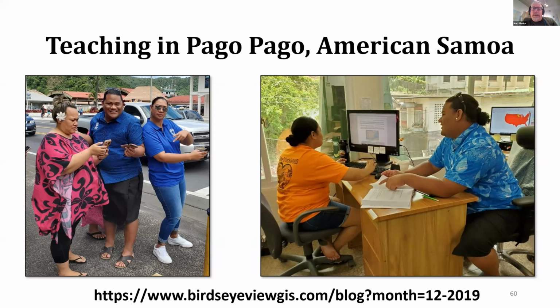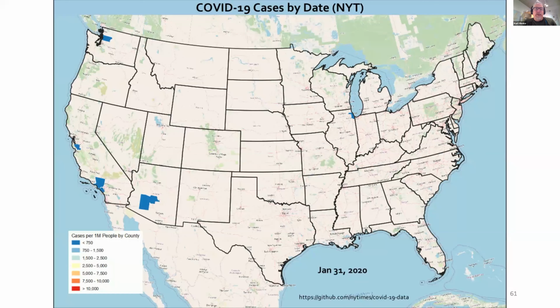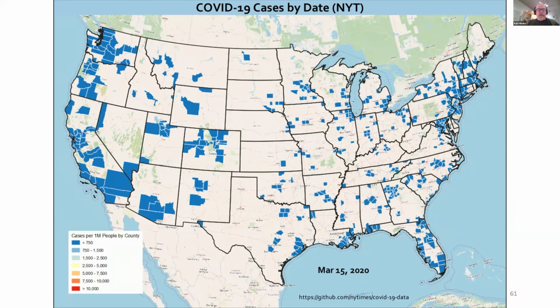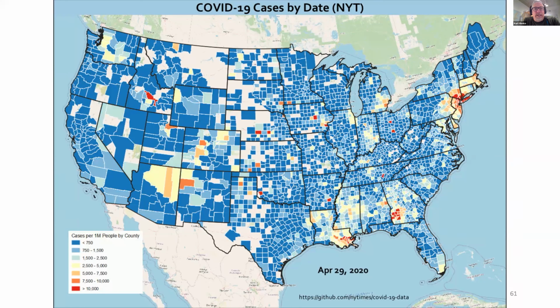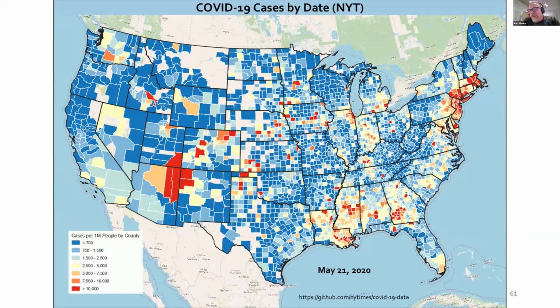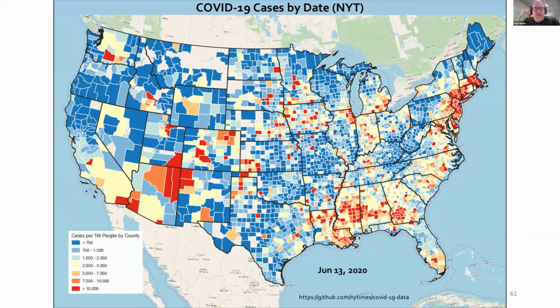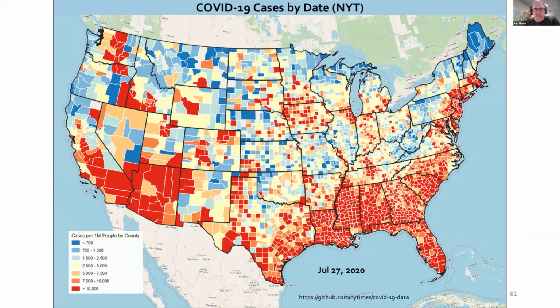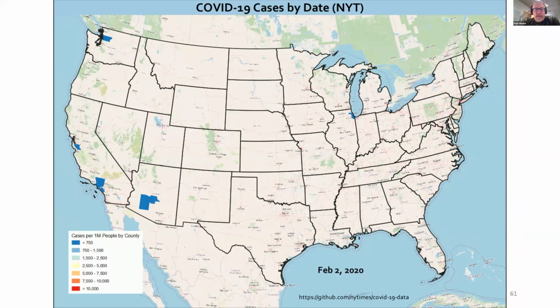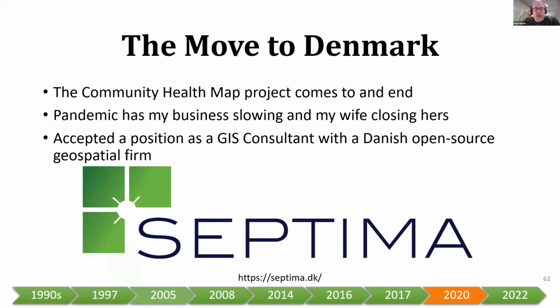So after that amazing experience in American Samoa, the pandemic hit. Again, I'm a fool for a nice QGIS visualization. So this is one I did for COVID-19 cases early in the pandemic in the US based on the open New York Times data, to show the outbreak. And so that changed the world when COVID hit. So during 2020, I was dealing with that.